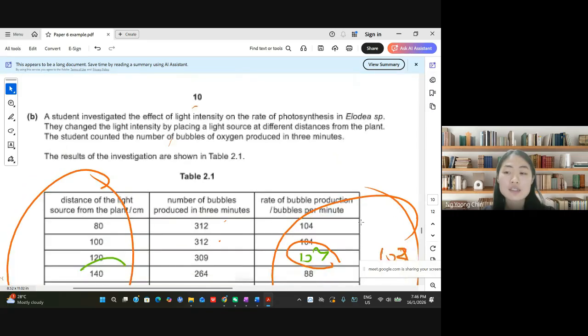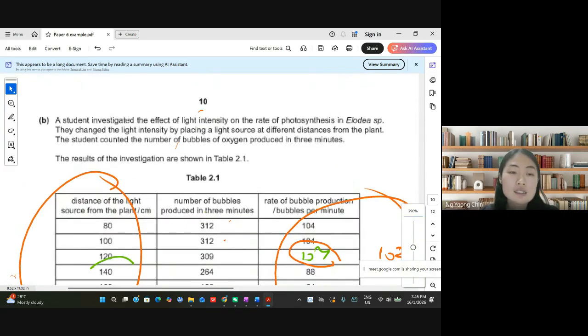And then for this one, another question is, a student investigates the effect of light intensity on the rate of photosynthesis. So they give you another question, which is on the Elodea species. And then they change the light intensity by placing a light source at different distances from the plants. See, different light intensity, different distance from the plant. And then you count the number of bubbles of oxygen produced. So this should be the responding variable, right? And the manipulated variable is referring to the light intensity and also the distance, okay? Distance between the light source and the plant.